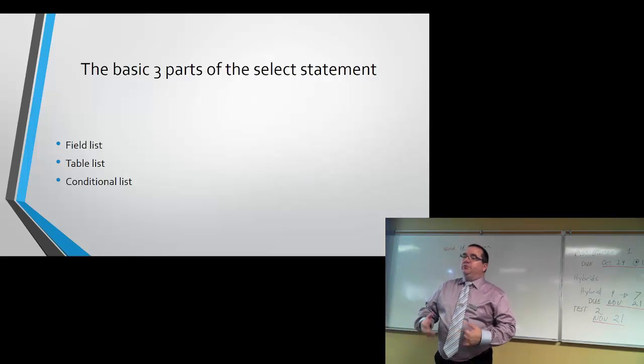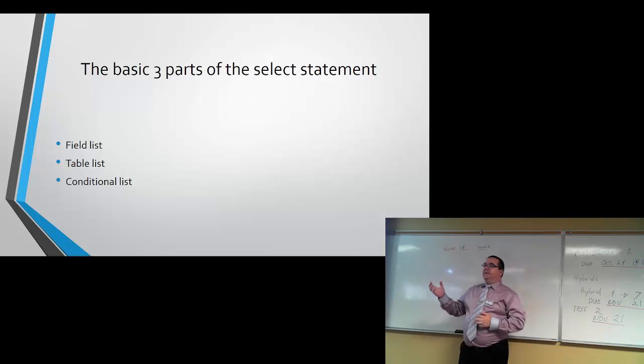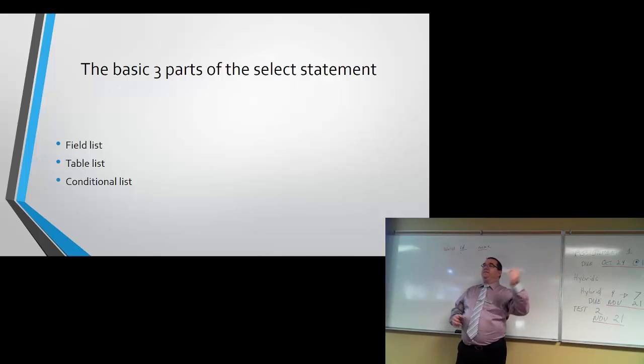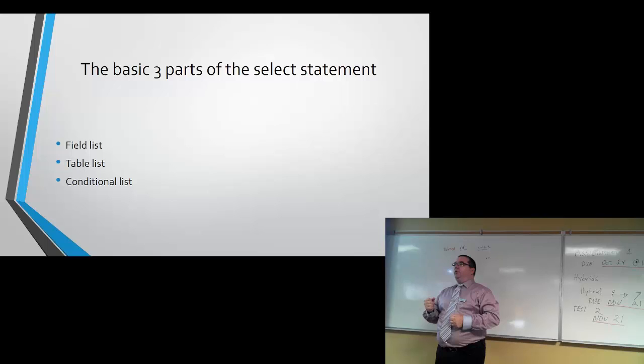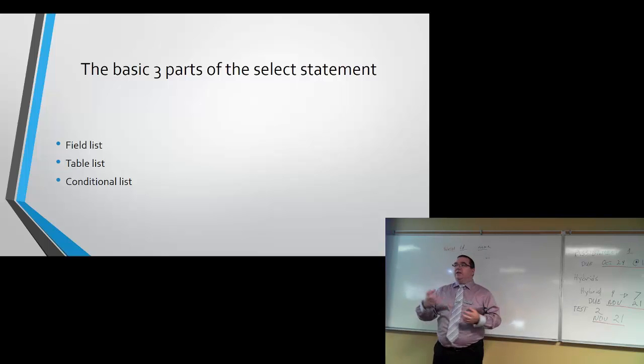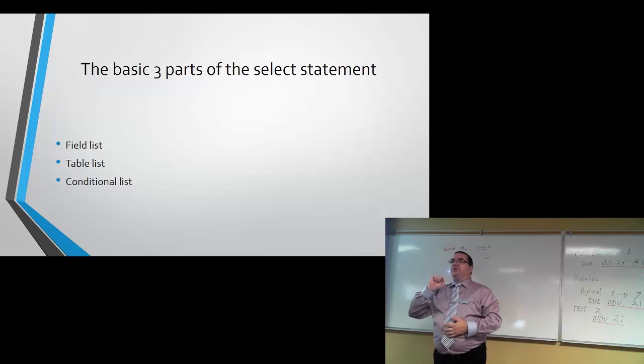All right, there's the 3 basic parts of a select statement. There's the field list, the table list, and the conditionals list. The field list is what bits and pieces do you want to retrieve from a given table or tables. The table list is where do you want to get the data from, and the conditionals is your filtration routine. In other words, you don't want to retrieve all 1 million rows, you just want to retrieve 3. And you use the conditional to specify what you're trying to retrieve out of a database.